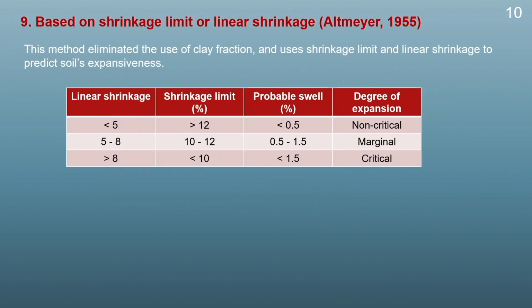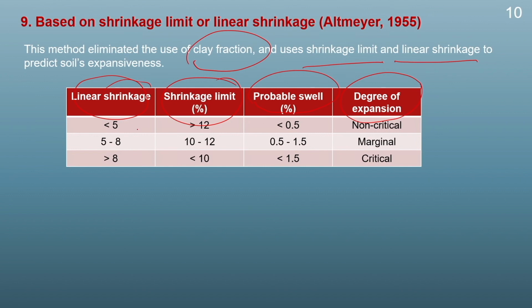Another method was proposed by Altmeyer in 1955. This method is based on the shrinkage limit or linear shrinkage of the soil. In this method, the use of clay fraction was eliminated, and instead of that, the shrinkage limit and linear shrinkage were taken into consideration for determining the expansiveness of the soil. Here we can see the linear shrinkage and shrinkage limit being used to define the probable swell or degree of expansion of the soil.